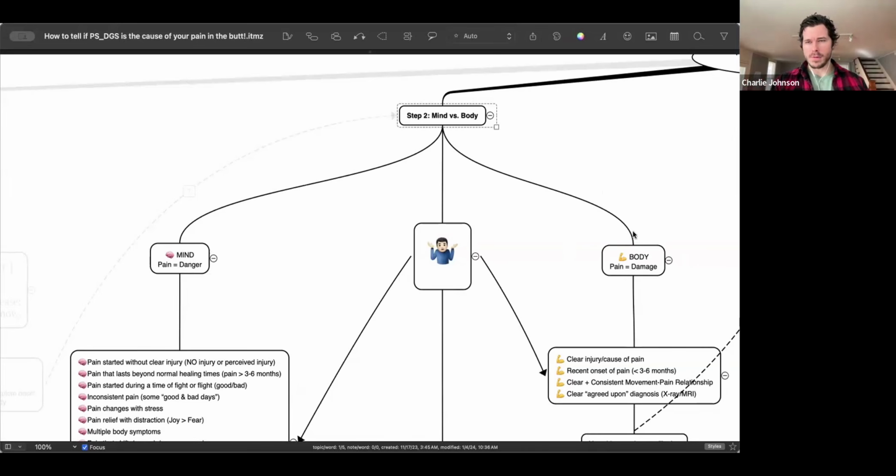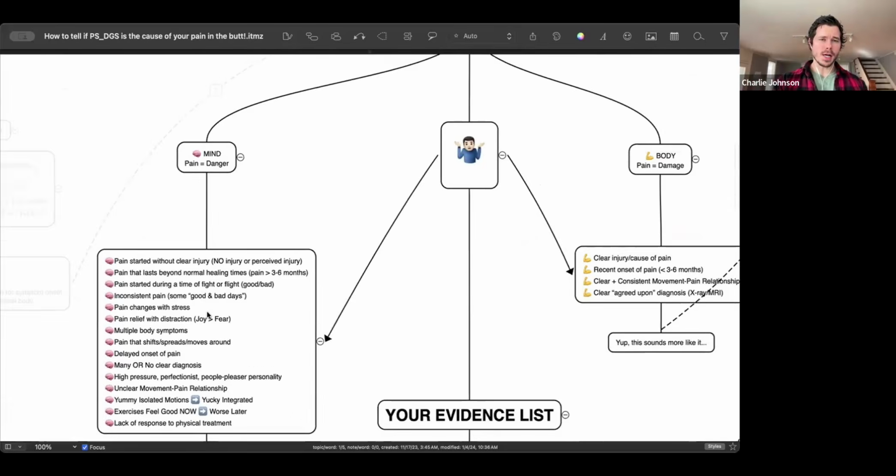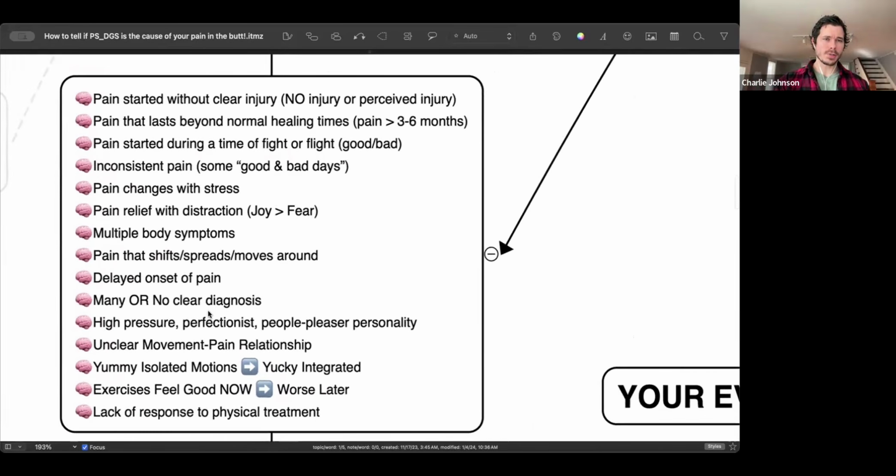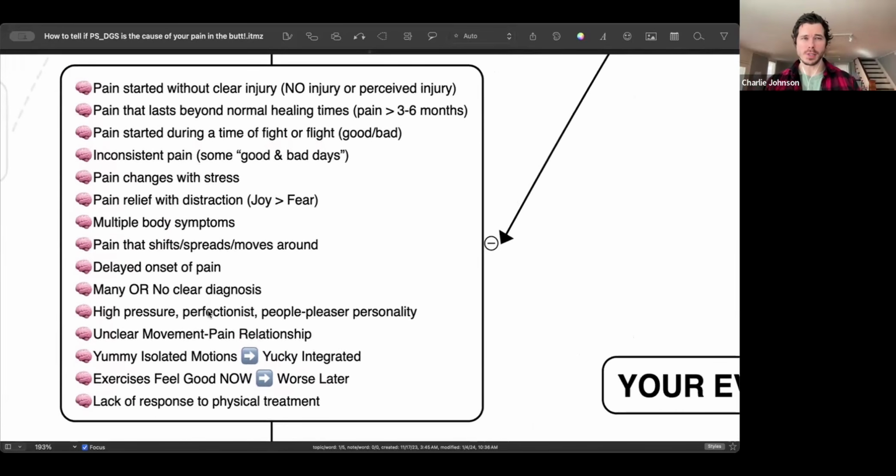So if the body is causing a problem, if there's a structural issue there, then the pain is probably due to damage. And we will talk about that here in a moment. But sometimes pain can just be a perceived danger. All right. So what are the signs of this? Let's zoom in and talk about it and go through and ask yourself kind of these questions, right? So did your pain start without clear injury? Was there no injury or perceived injury?